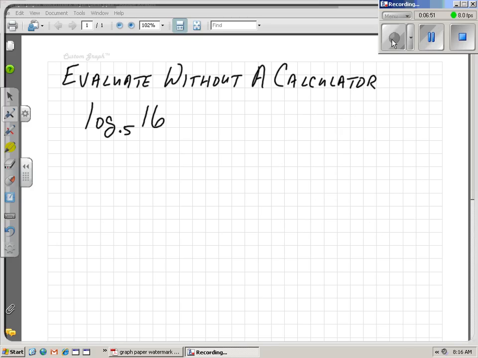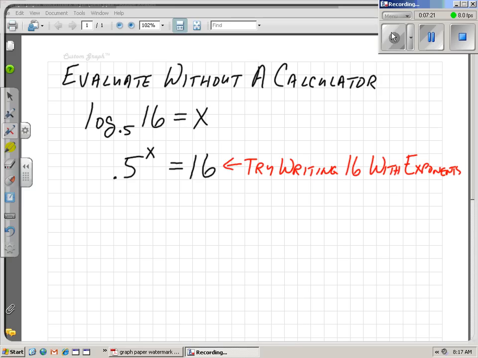Okay, what if they ask you, just to mess with you, evaluate this logarithm without a calculator? Well, that's no fun. But since it has a base of 0.5, we can't use the calculator anyway. We have to use our brain. So the first thing I usually do is set it equal to x. And I go, okay, if I turn this into exponential form, it would be 0.5 raised to the x power gives me 16. Well, since 0.5 has an exponent of x, maybe I should try writing 16 with exponents and see if I can kind of match them up.